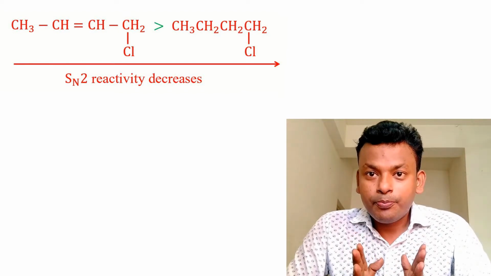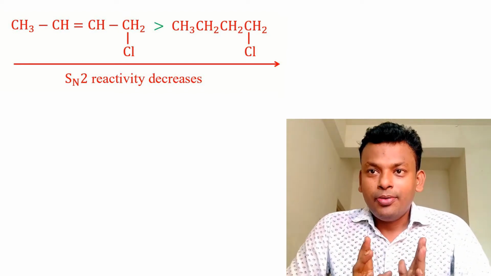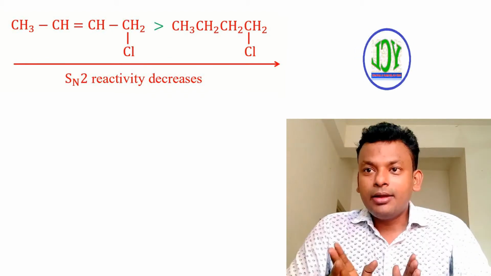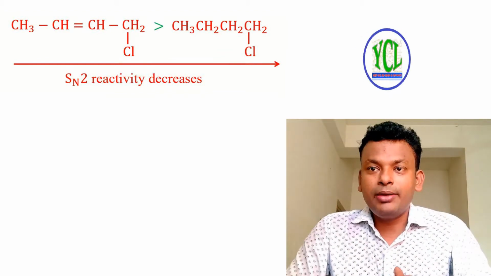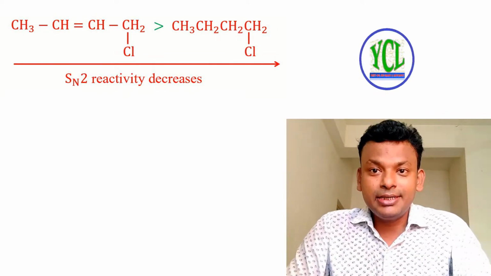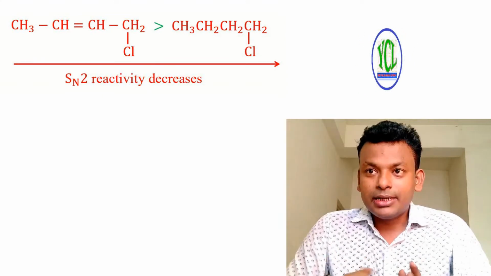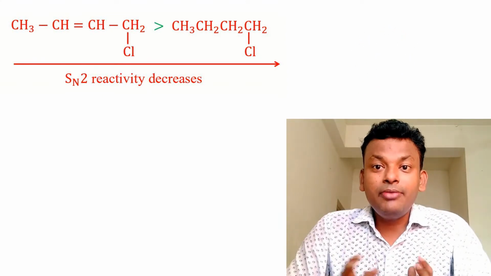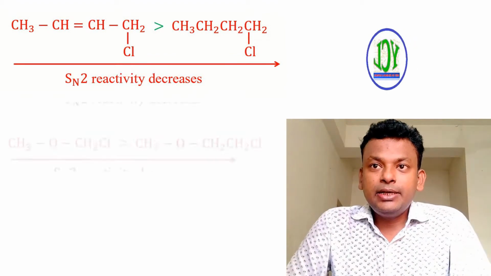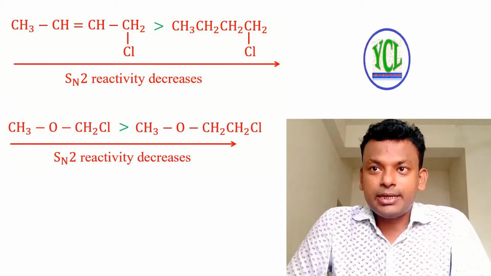Here, the C=C double bond is in the alpha position to chlorine, and next is the butyl chloride. Where a C=C pi bond is present, reactivity increases, and the next one doesn't have any pi bond, so reactivity decreases. And next, CH3OCH2Cl is more reactive.